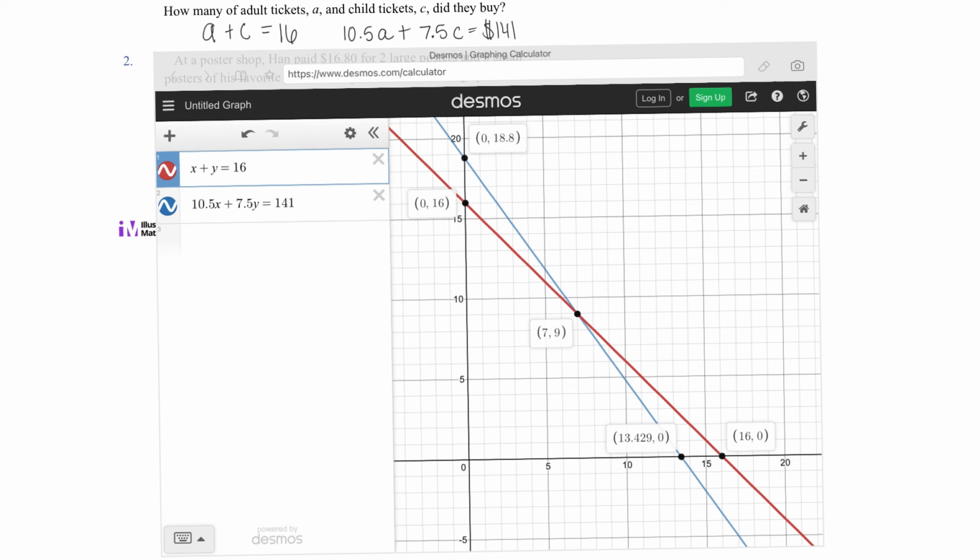It tells us that the possibility that satisfies both the first equation and the second equation is 7 adult tickets, which represents a and x, and 9 child tickets, which represents your c and your y value, because I replaced them. So, great job finding the solution when we look at a graph. So far, in number 1, we have used substitution.